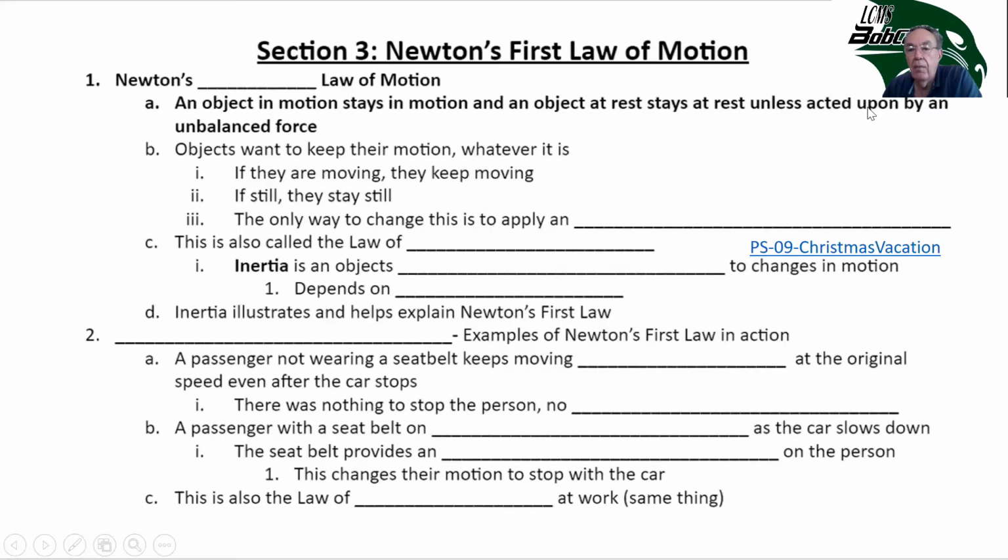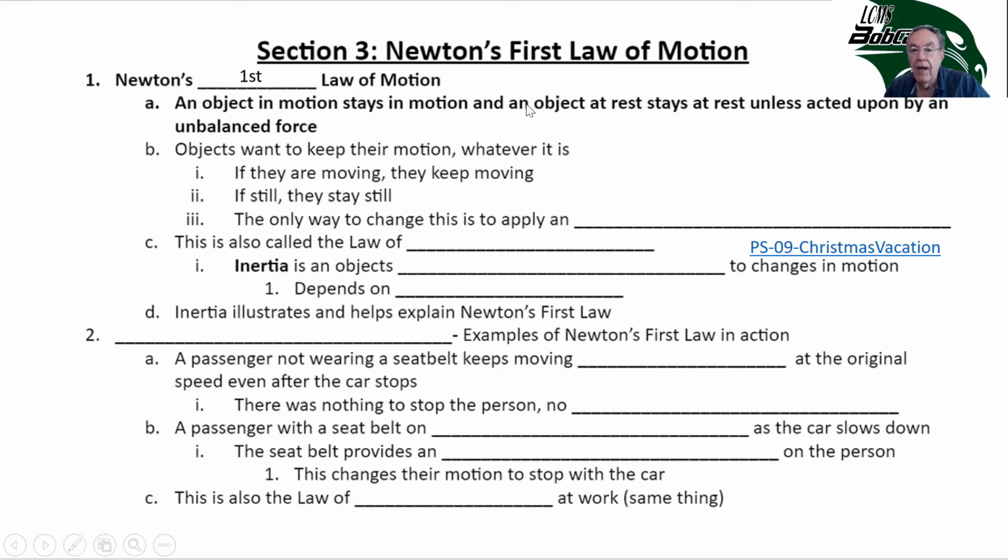Newton's third law of motion. The first law, okay? Newton's first law of motion. And we already kind of looked at this when we looked at inertia. It says an object in motion stays in motion, and an object at rest stays at rest, unless acted upon by an unbalanced force, which is what inertia said.